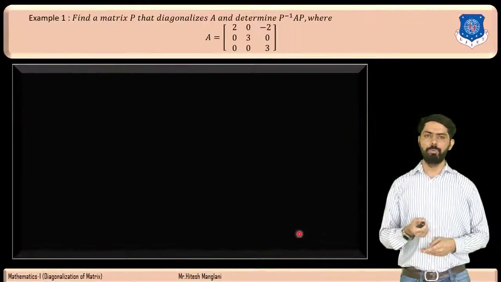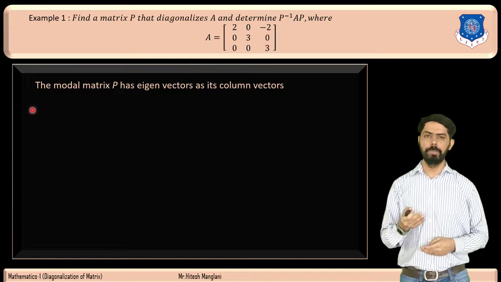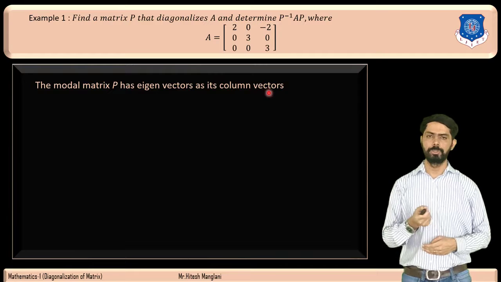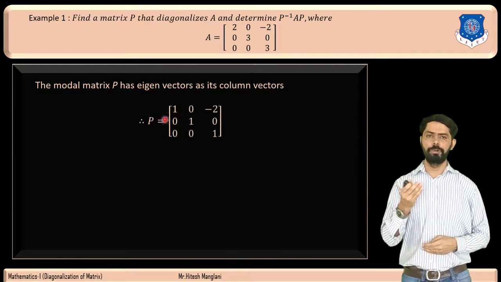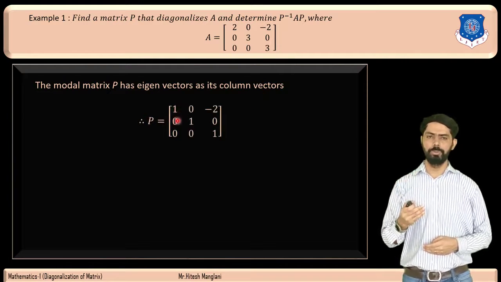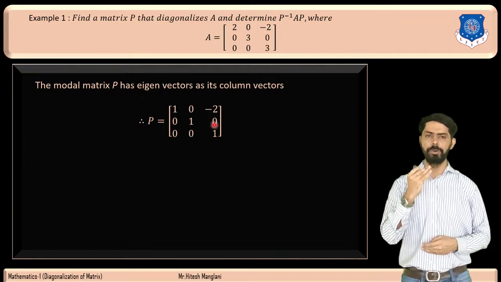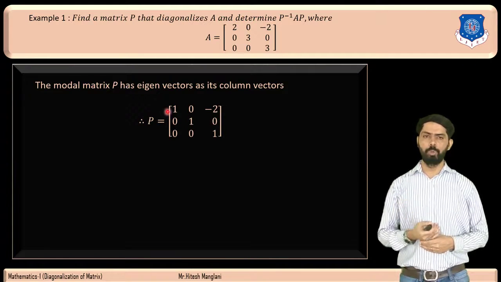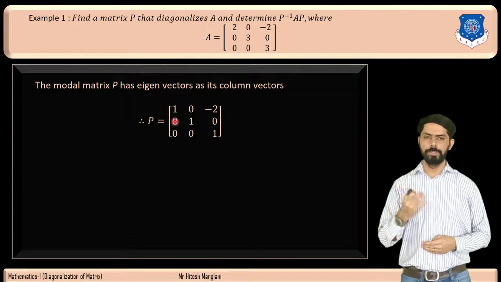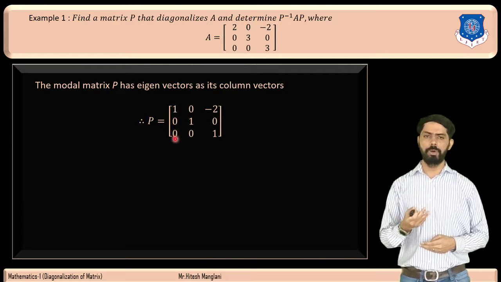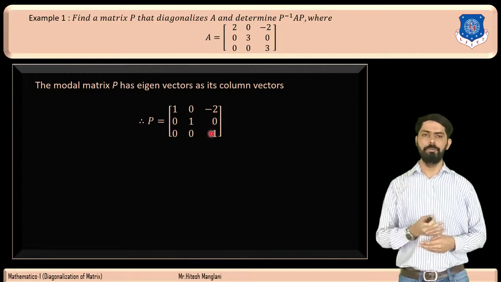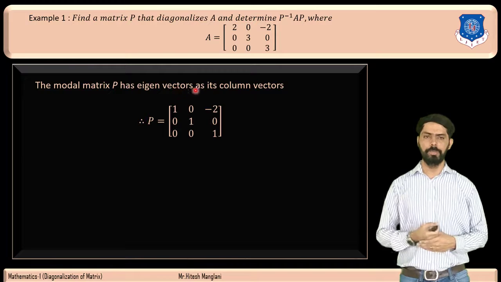Now here as we have to find the model matrix, the model matrix P has eigenvectors as its column vectors. So here the model matrix P will be, in the first column 1 0 0, in the second column 0 1 0, and in the third column minus 2 0 1. So here we have obtained the eigenvector for lambda equal to 2, that is 1 0 0, and the eigenvectors for lambda equal to 3 are 0 1 0 and minus 2 0 1. So we will have to write down the eigenvectors as its column vectors.